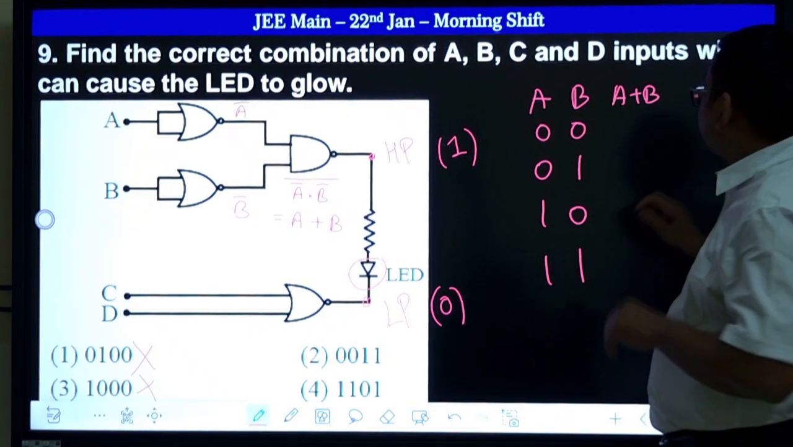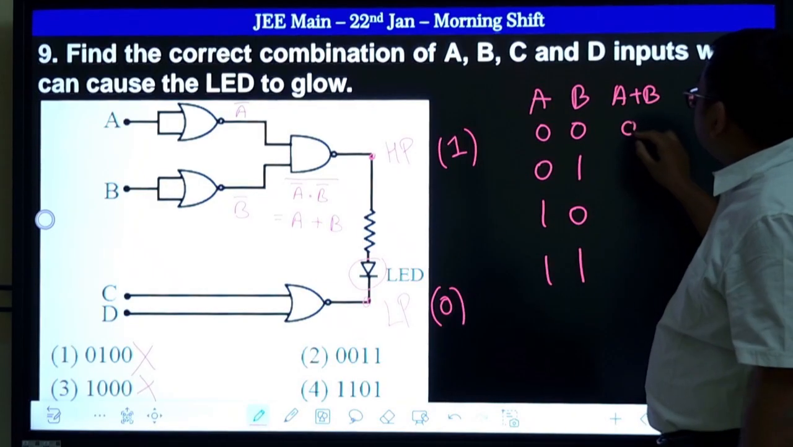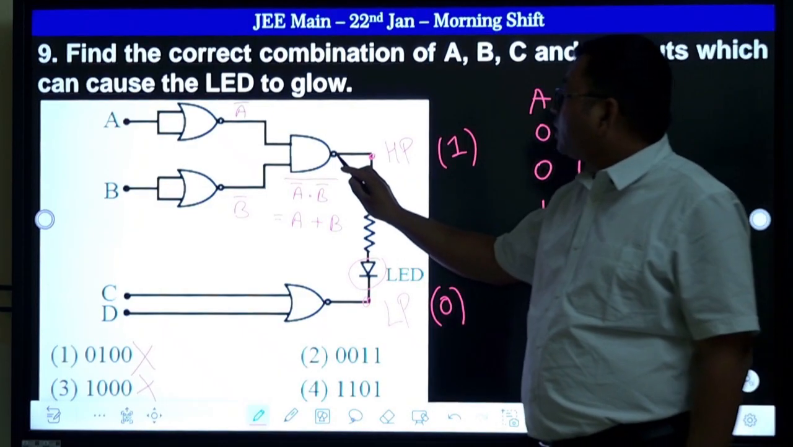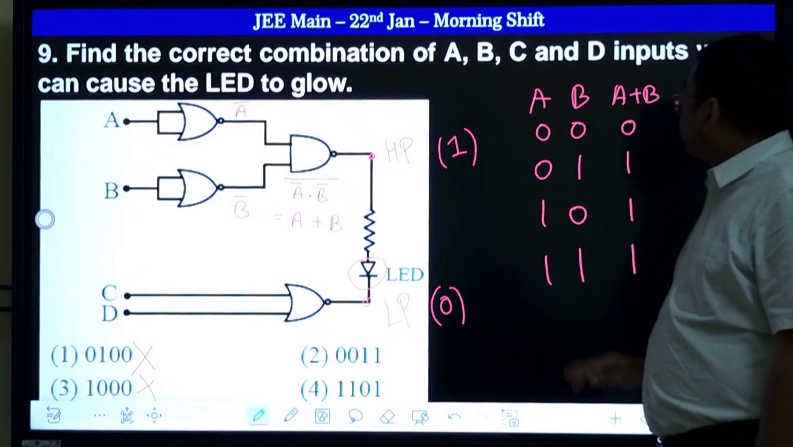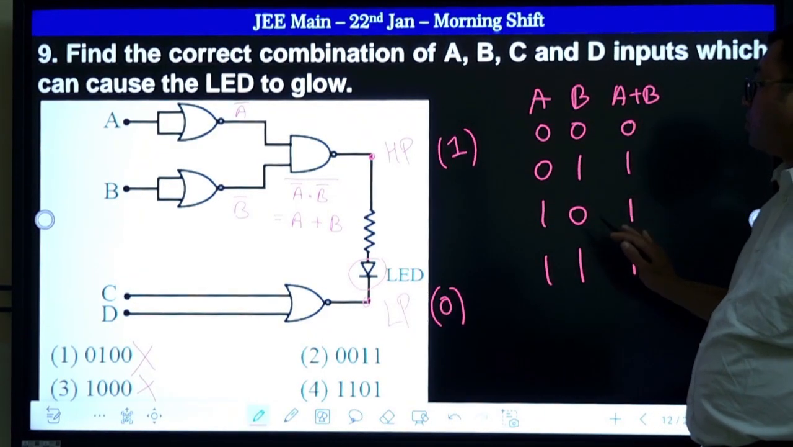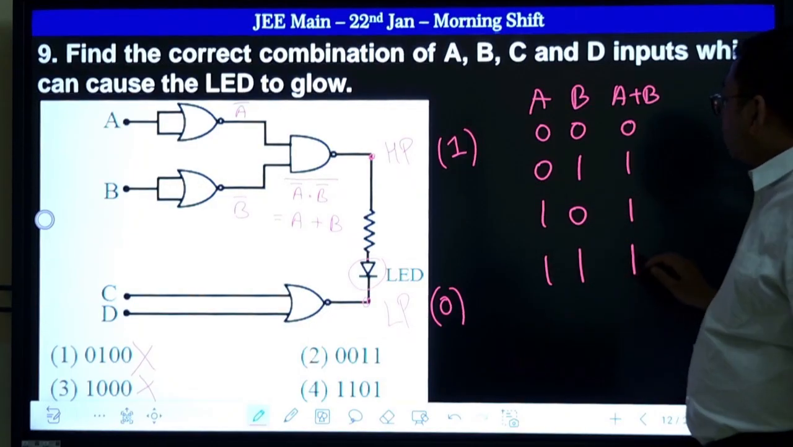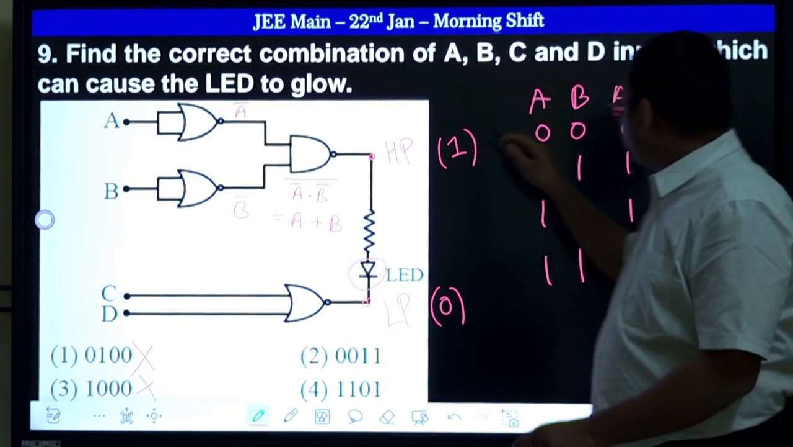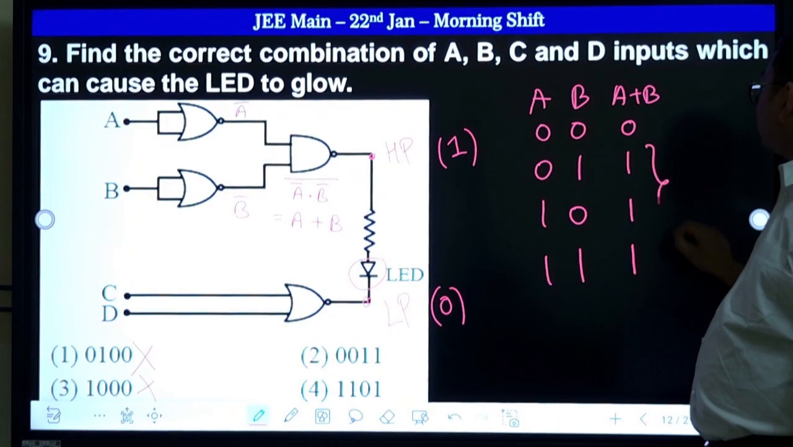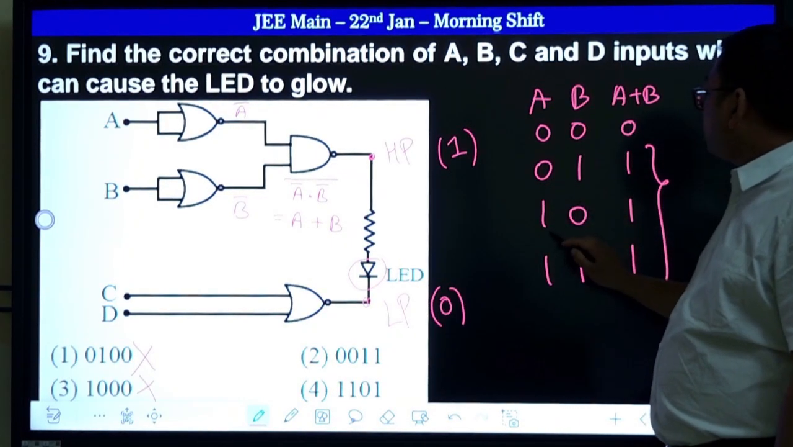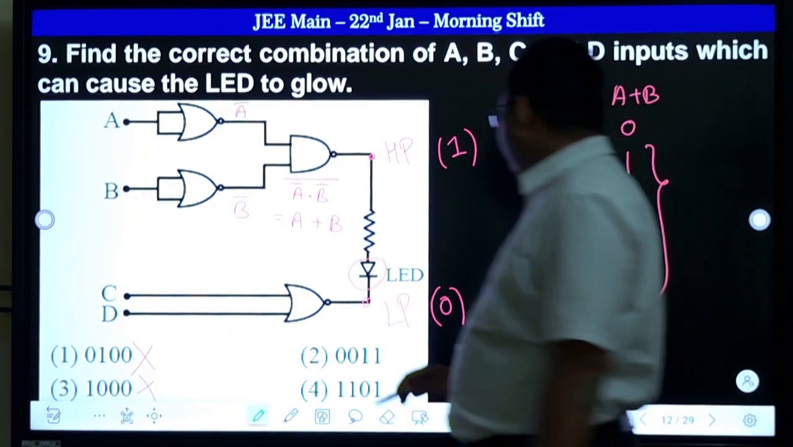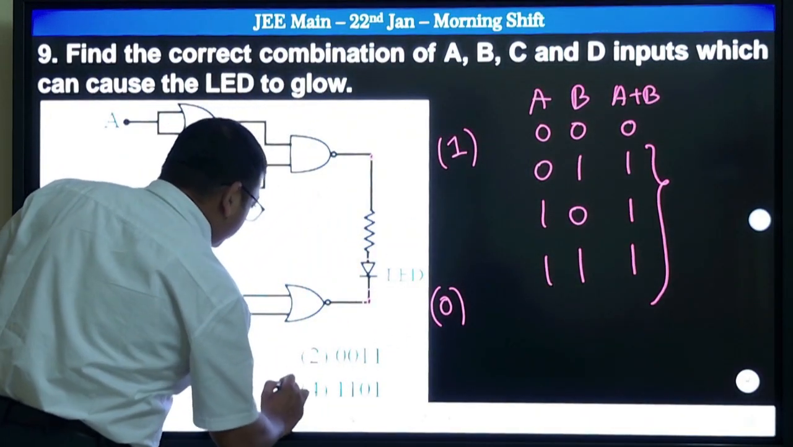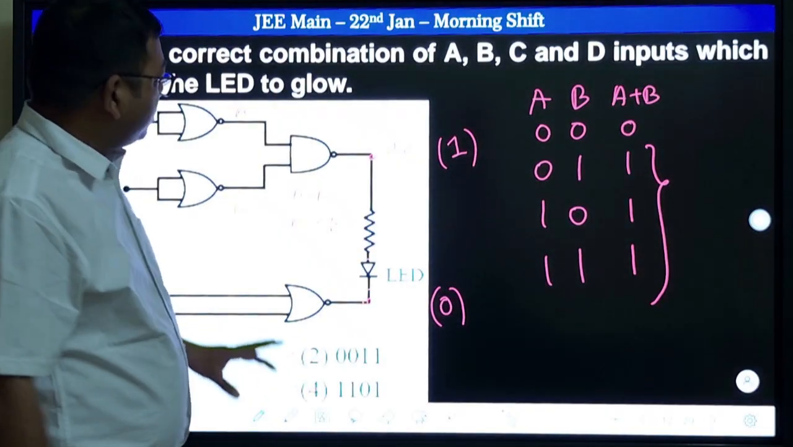So OR again can be like 0 1 1 1, but we have to make it A plus B. So this is the output, right? I think we have got the output here. So A plus B we have got. Now in this A plus B we need to get the output as 1. So which one is 1? These are the three possibilities: 0 1, 1 0, 1 1. Check out which can match here. So 0 0 will not match, so definitely this is also gone. So we have option number 4, right? So that's how we can do it.